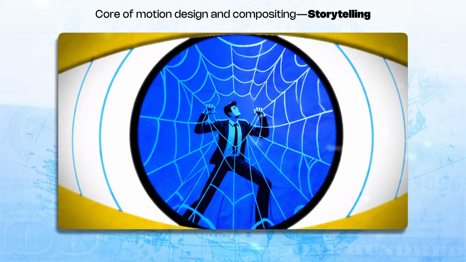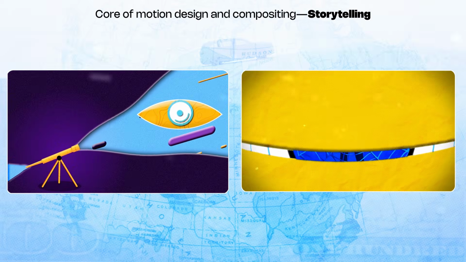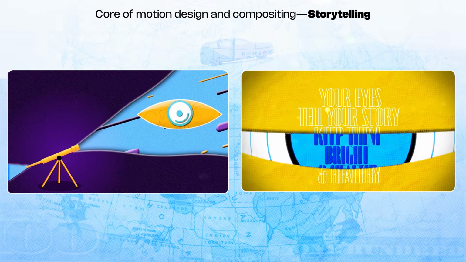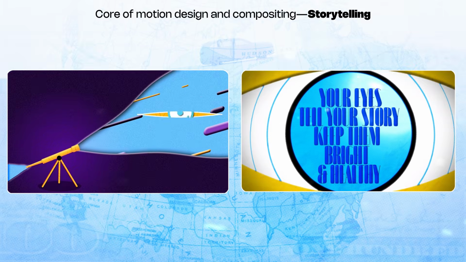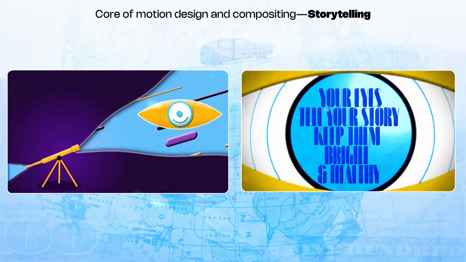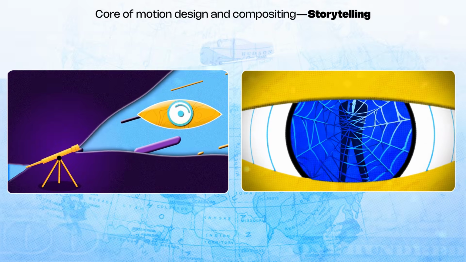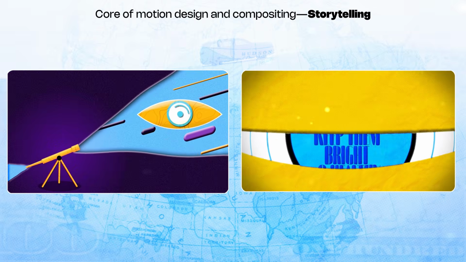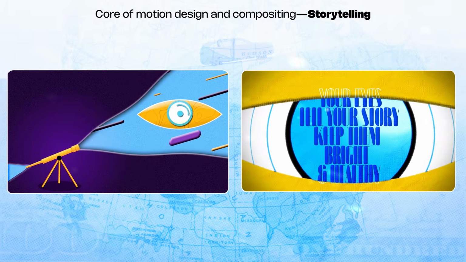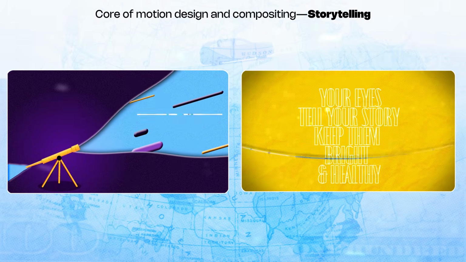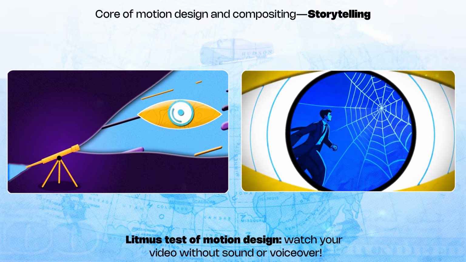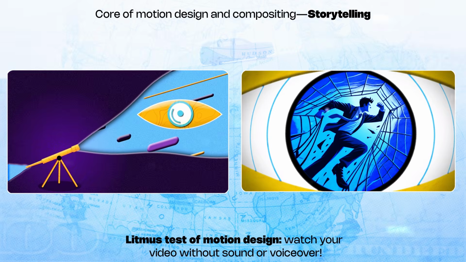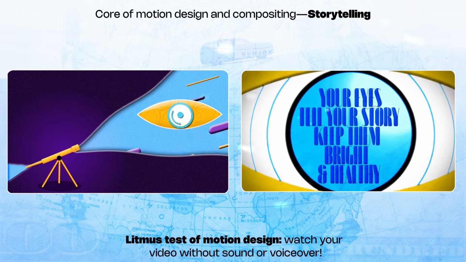In the first example, there is no clear focal point. There are two important elements, a telescope and an eye. But when I revisited the video, I had to ask myself, what was I even trying to say? My original intent was to highlight the importance of the health of our eyes as motion designers, because we work on screens all the time. That reminded me of a crucial principle: if your composition doesn't communicate your story without a sound or a voiceover, it's not working. This is the ultimate litmus test of motion design. So watch your video without sound or voiceover, and if the flow of the video makes sense, great.